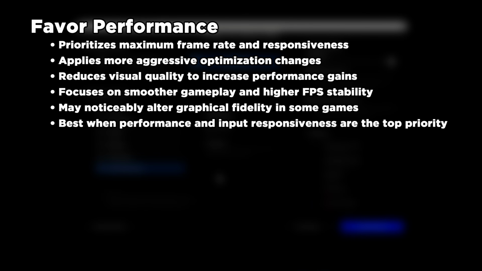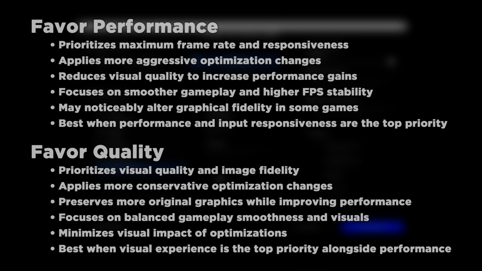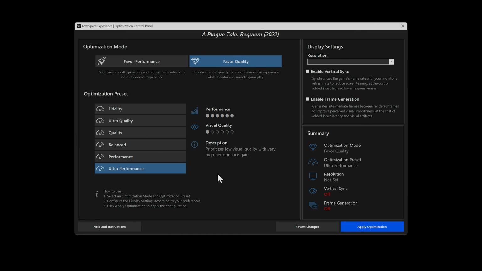Favor performance prioritizes aggressive performance improvements and targets the highest possible frame rate gains. Favor quality takes a more conservative approach, preserving visual fidelity wherever possible while still improving overall game performance. Different games respond differently to optimization, so testing both modes is often the best way to determine which works best for your system. After selecting a mode, you will see 6 optimization presets.